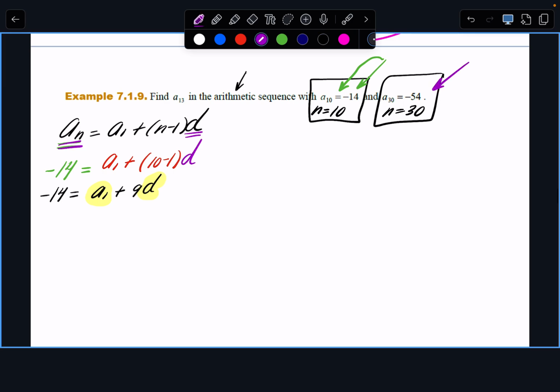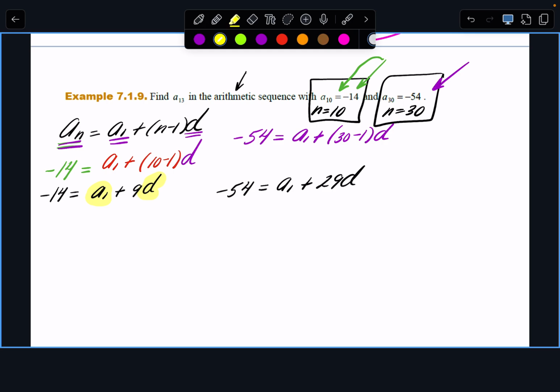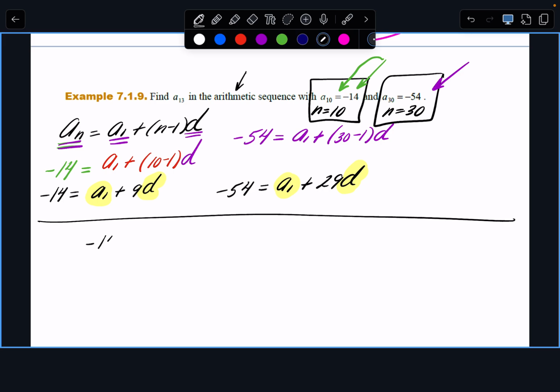So what is a sub n this time? Negative 54 equals, do we know a sub 1? Plus, do we know n though? Yes. 30 minus 1 times d. So now let's simplify it a little bit. We have negative 54 equals a sub 1 plus 29d. See, we have 2 unknowns. The good news is, if you have 2 unknowns and you have 2 equations, you can line them up and use elimination to solve.